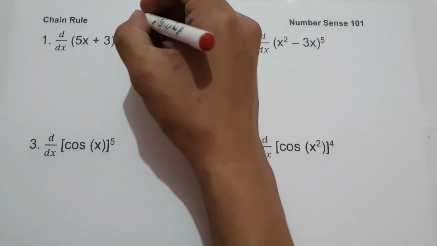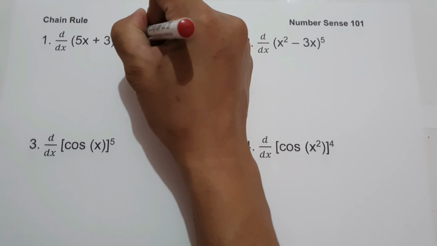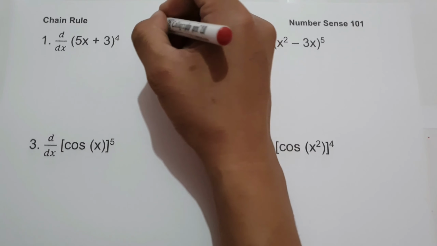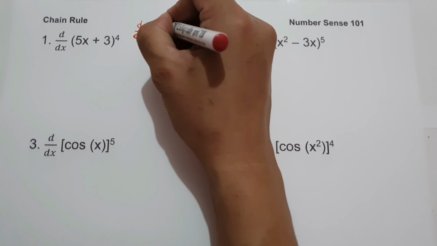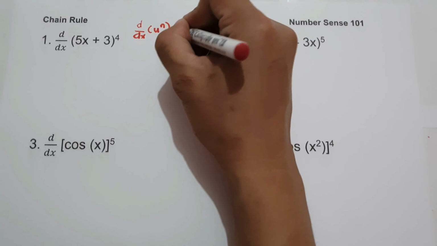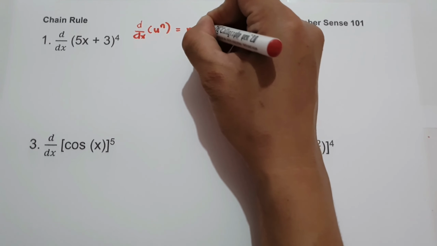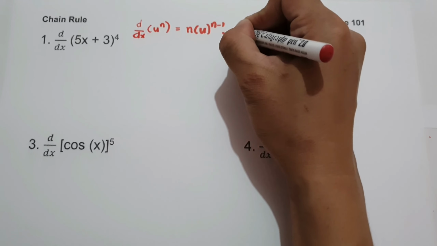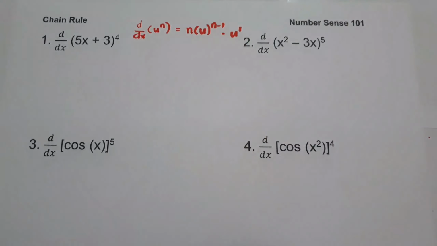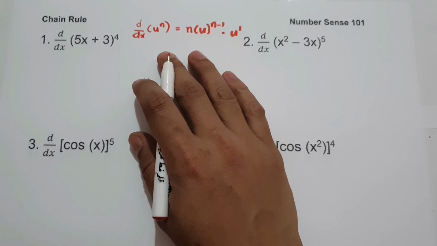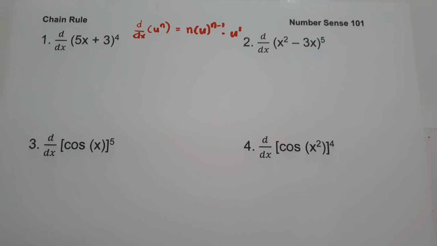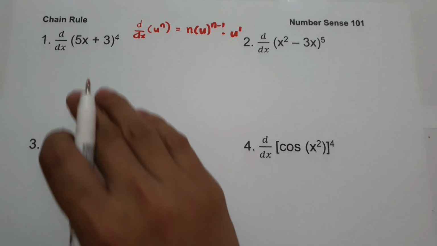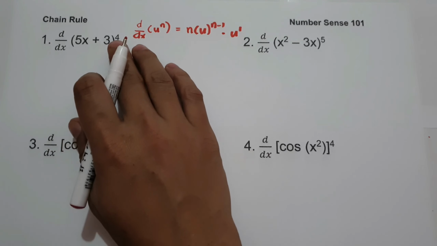And chain rule, that is the derivative of u raised to n, that is n multiplied by u raised to n minus 1 multiplied by u prime. So we are going to use this formula to find the derivatives of the following function. On number 1, we are going to find the derivative of 5x plus 3 raised to 4.